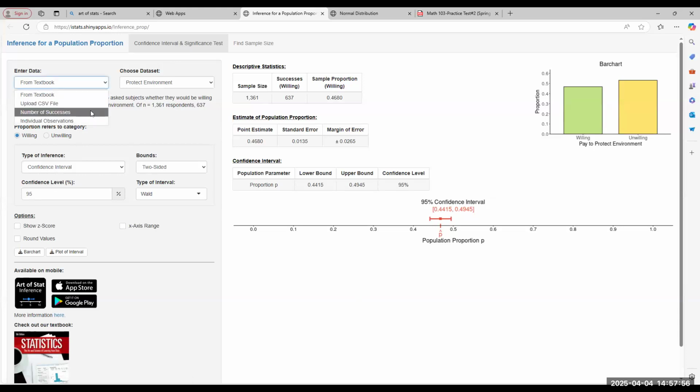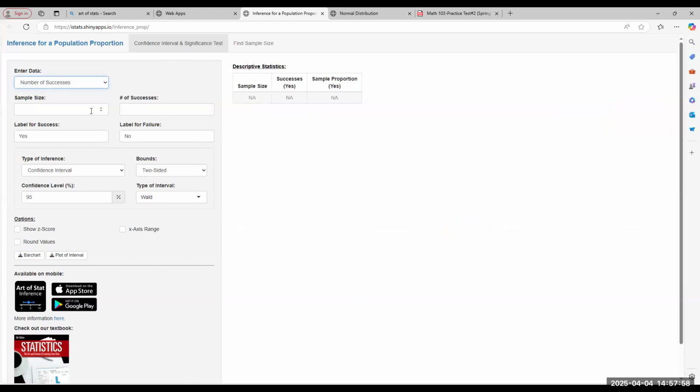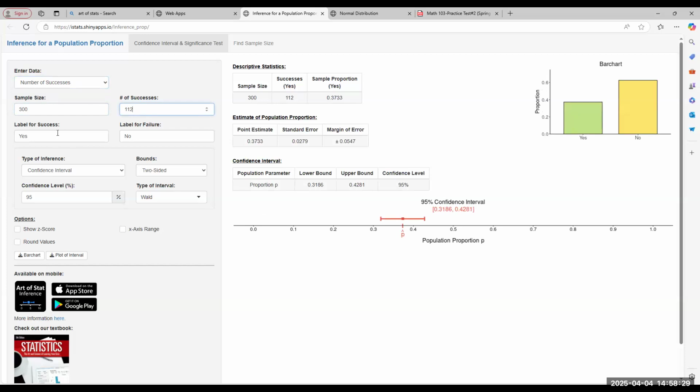You see number of successes. In this case, you are going to give us a number of successes. Remember the R. So in this case, the number of successes was what? Oh, here. Sample size first. The sample size was 300 union members, so that would be 300. Okay, number of successes, 112. They were in favor of a Republican candidate.